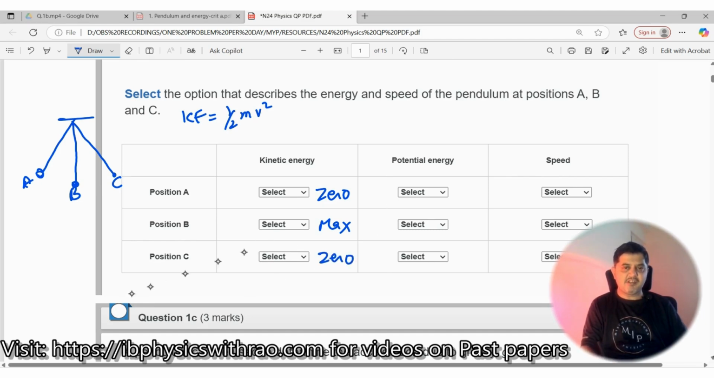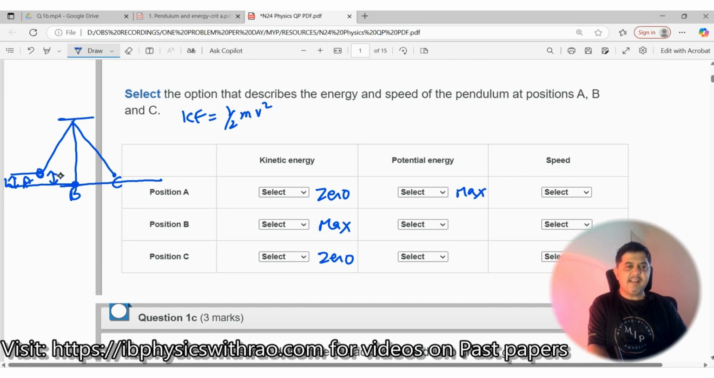Now let us look at potential energy. Let me assume that this line is the reference line. So therefore, when the particle goes upwards at point A, it is at a height h. So the potential energy is really higher, right? It's very, very high. So I can now say that this is maximum over here. Position B. At position B, what's the height? Height h is equal to 0.